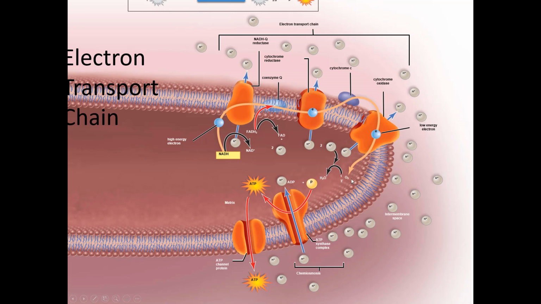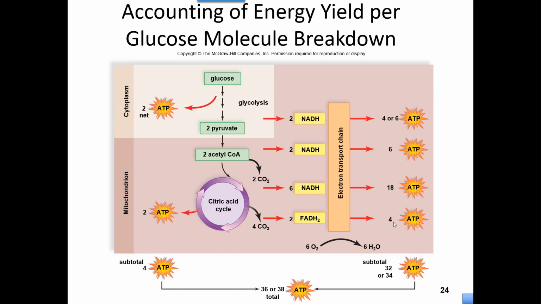So just accounting for all the energy that we've made from one glucose molecule. Out in the cytoplasm, one glucose molecule through glycolysis made us 2 ATP. Not a lot, but we got 2 ATP out of glycolysis. From pyruvate to acetyl-CoA, we didn't get any ATP, but we still needed that starting material of acetyl-CoA to go into the citric acid cycle. And from there, we got 2 ATP.